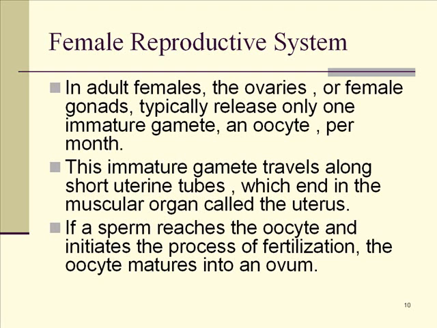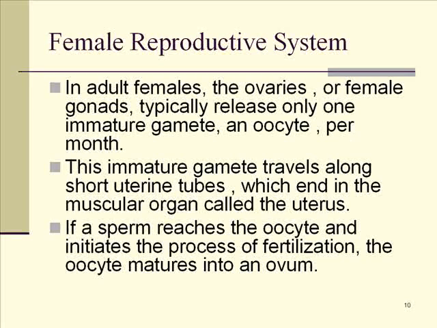In adult females, the reproductive system is composed of ovaries, the gonads, which typically release one immature gamete, or oocyte, per month. The immature gamete will then travel through a short ductal system referred to as the uterine tubes. At the end of the uterine tubes is a large muscular structure, a central structure referred to as the uterus, sometimes commonly called the womb.